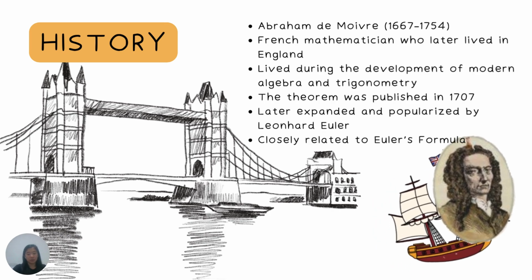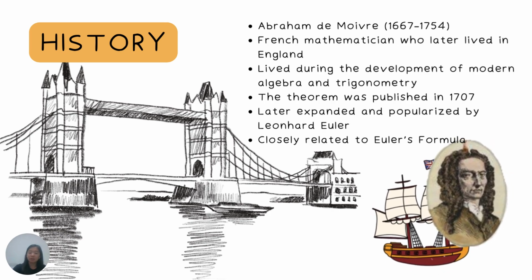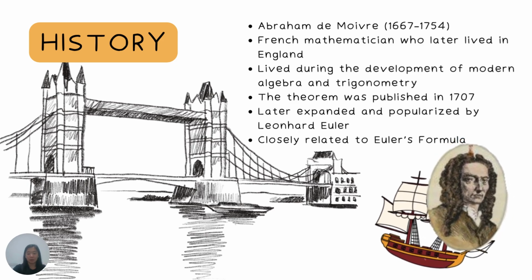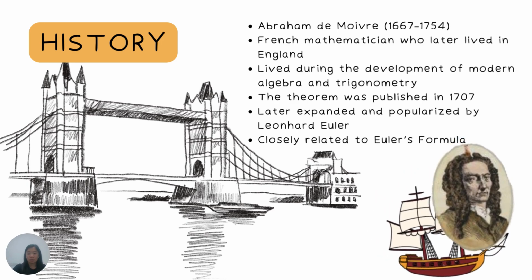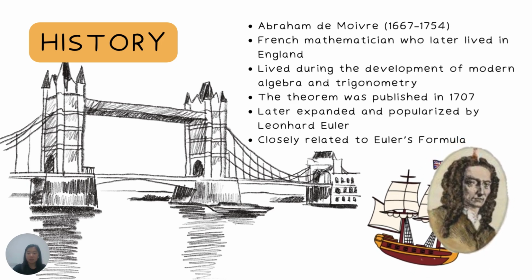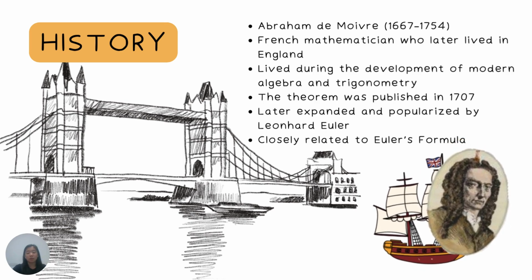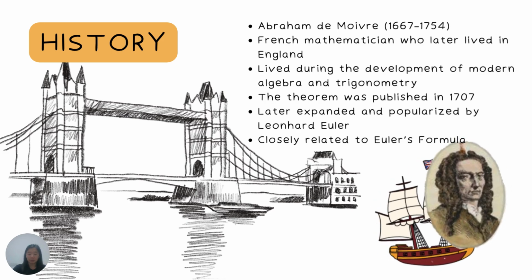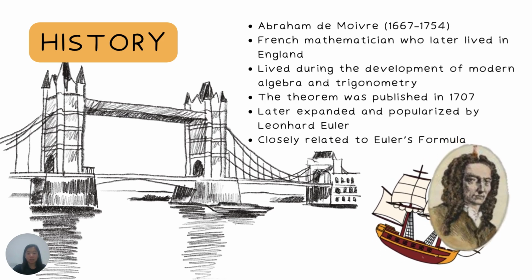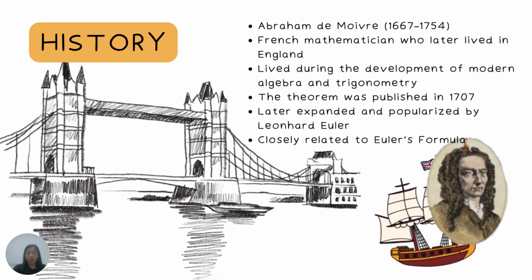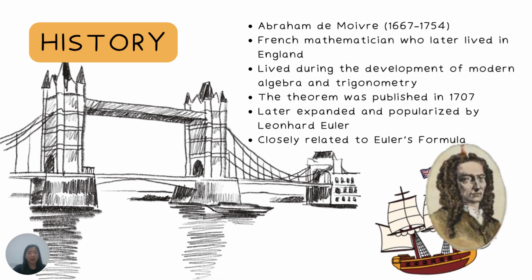Although de Moivre introduced the idea, it was later refined and made more popular by Leonhard Euler, who introduced Euler's formula. This formula shows a deep connection between exponential functions, trigonometry, and complex numbers. Today, de Moivre's theorem plays an important role in mathematics, physics, and engineering.